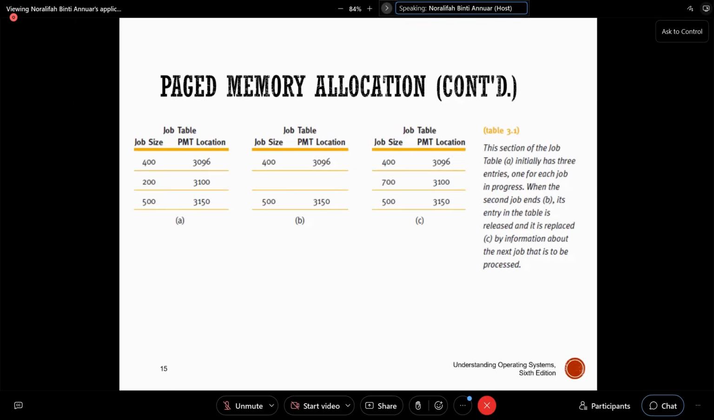Ini contoh dia guys. Page memory allocation. For the job table ada 2 information kan, job size dengan PMT, page map table location. Okay, kita tengok kat sini. Job table 400, PMT location ini sama. Sorry. Ni bila dia remove, katakan job size 200 and this location has been swapped out. So then they update the table. So the table will be like this. Dia sentiasa updating. Kalau yang in and out, dia akan keep on updating.